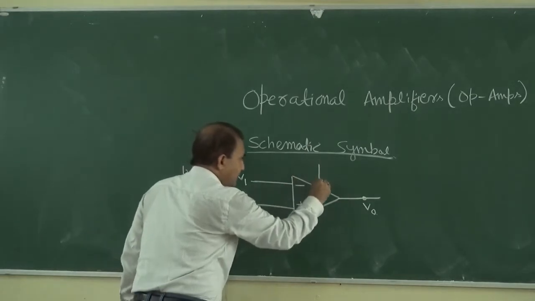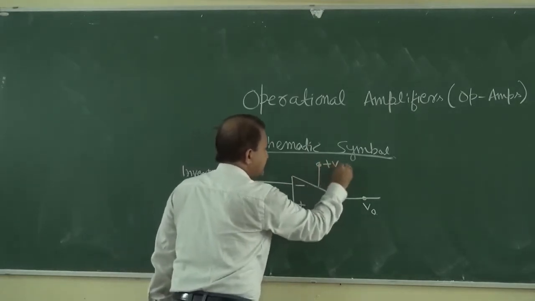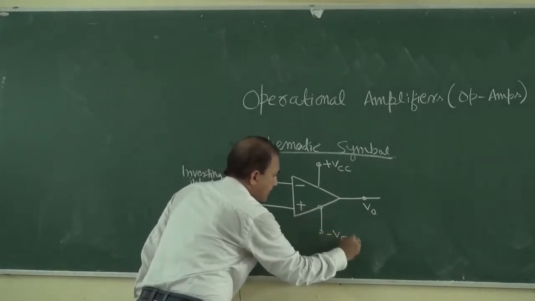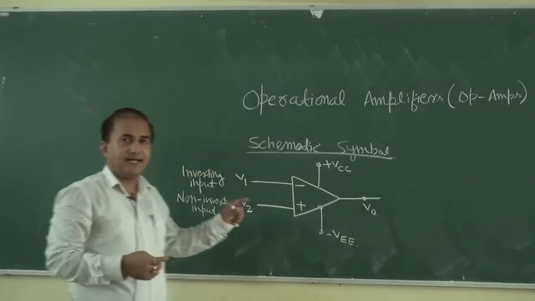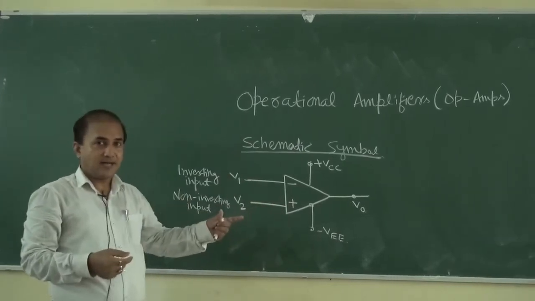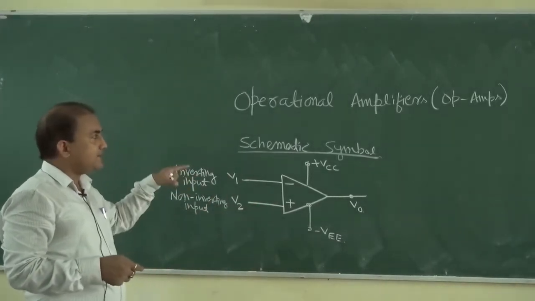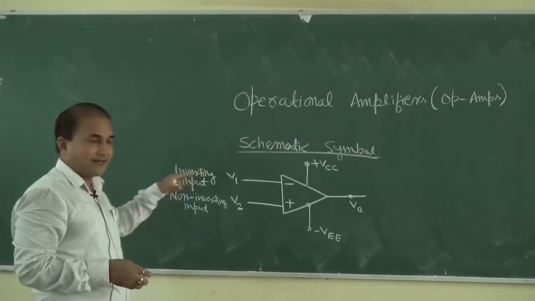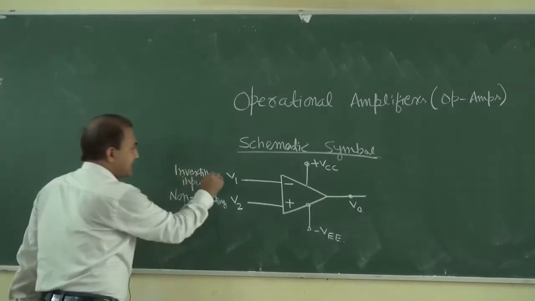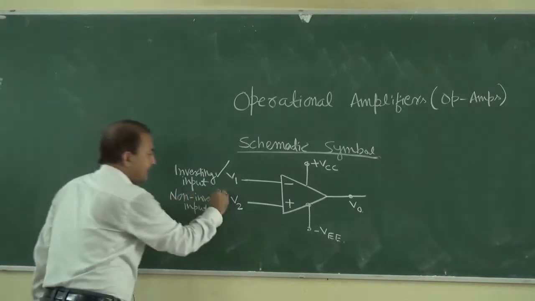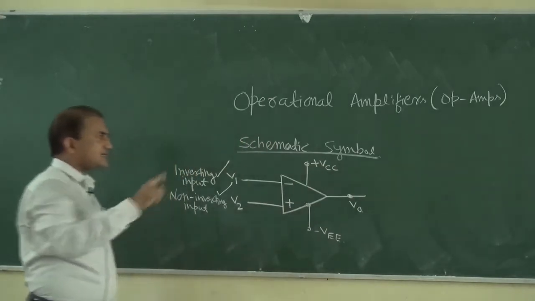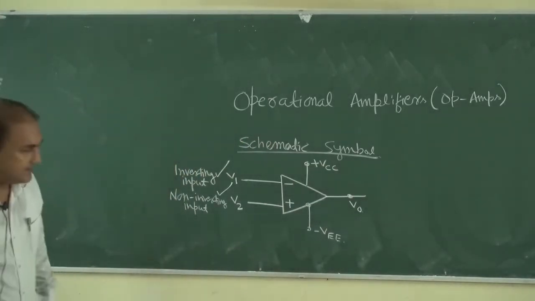We can also write here plus VCC and here minus VEE. So plus VCC and minus VEE, these are the biasing voltages. So this is the schematic symbol of the operational amplifier. An operational amplifier has two inputs. The first input is the inverting input and the second input is the non-inverting input, and it has one output.